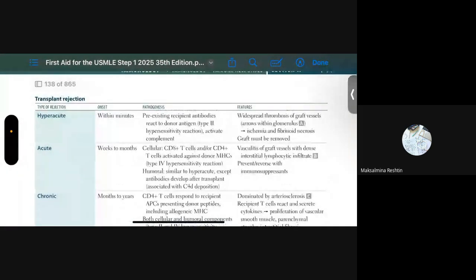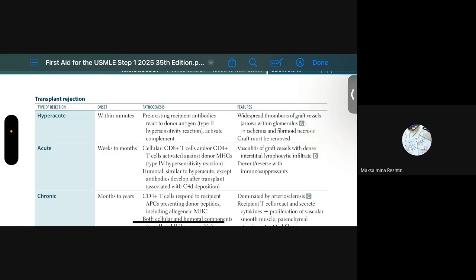So let's discuss our transplant rejection. What is transplant rejection? First of all, you must have an idea, right? We have a donor and we have a recipient. The donor is anyone who is donating, and the recipient is anyone who is receiving it. Sometimes the recipient can reject the donor graft. So that's the concept of transplant rejection.